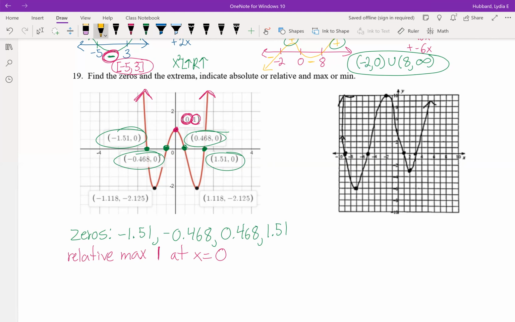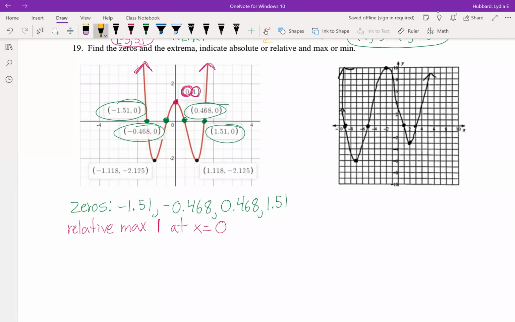I also have some minimums occurring, and this is a little tricky, right? Because I have two minimums, and they're both technically speaking the lowest points on the graph. However, you cannot have more than one absolute minimum or absolute maximum. So because there's technically two that are the lowest point on the graph, one doesn't beat out the other. So both of these would be relative minimums.